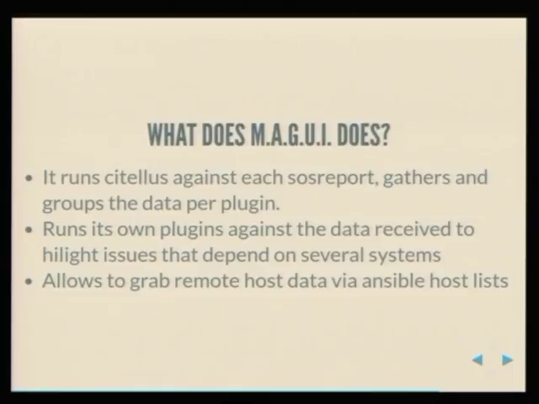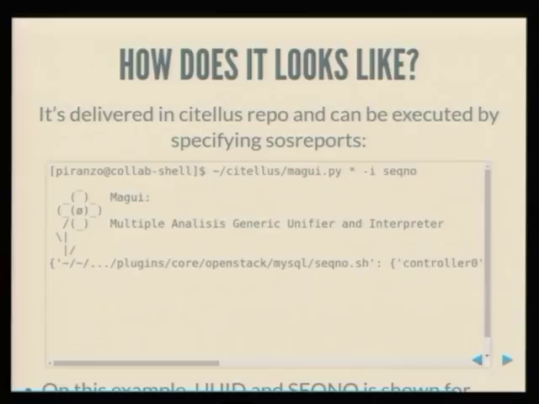One of the things is that we use Citellus; we are not reinventing the wheel here. We are running it against each one of the sosreports. Additionally, it has some plugins, so it can compare different things. It also uses Ansible playbooks in order to gather data from remote hosts, so you can use it locally, check against a lot of systems, get the data back, and then report on screen. How does it look? Very simple. Just the command, in this case including the filter for sequence number, and it provides the output for that system across different hosts. Sorry, I will show you.